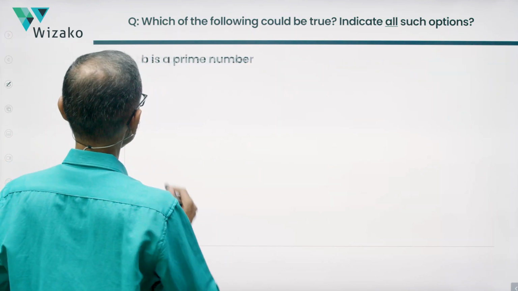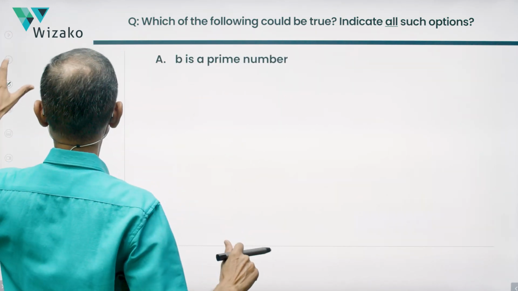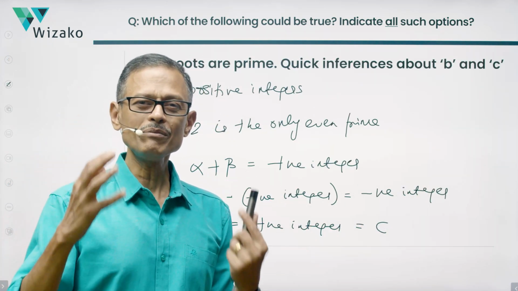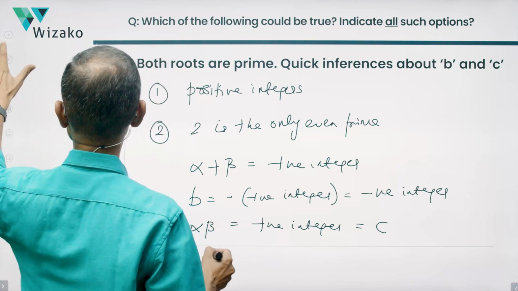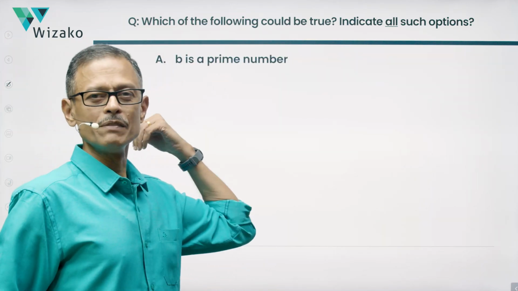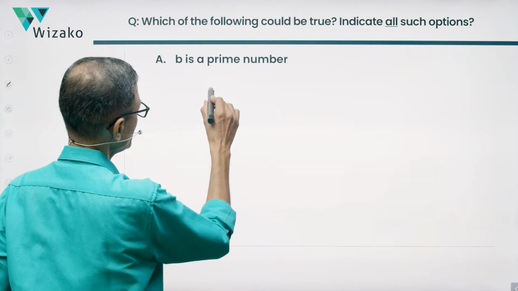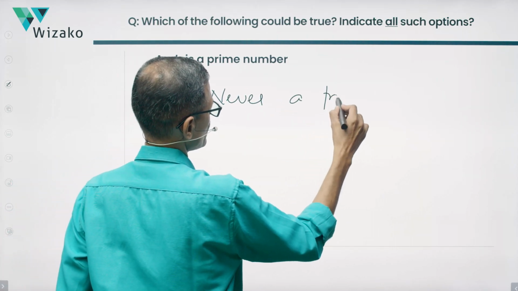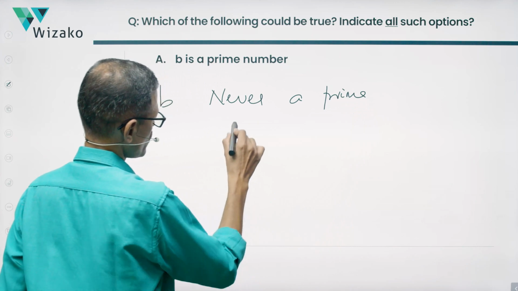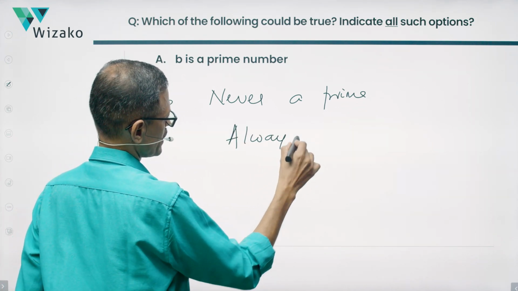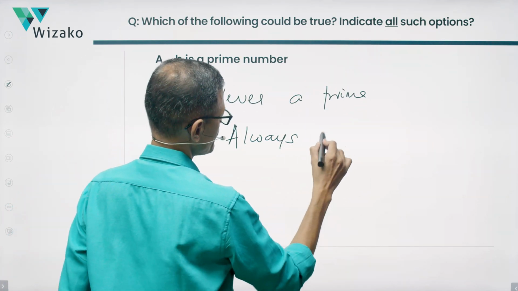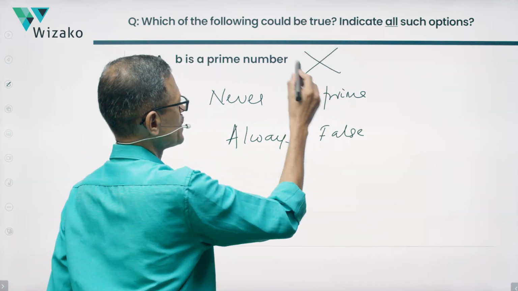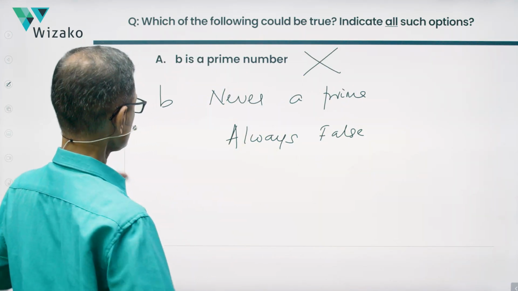Start with part 1. B is a prime number. Right, look at it. What do we have here? B is a negative integer. Prime numbers are subsets of positive integers. So if B is a negative number, B can never be a prime number. So this information is always false. So which of the following could be true? Something that's always false can never be true. So A is not the answer, right? Done. Is it clear, right?